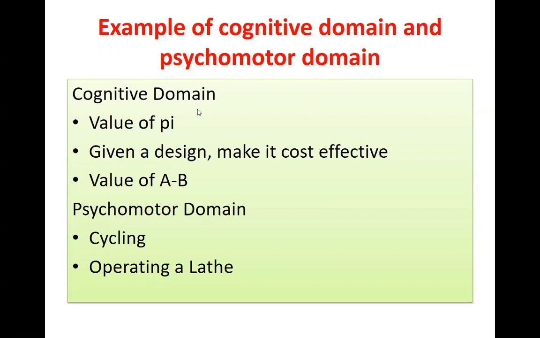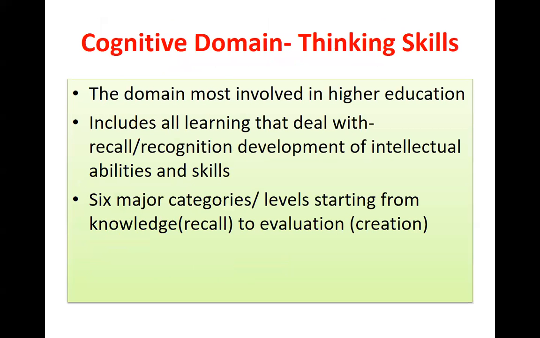So cognitive domain examples will be, say, value of pi, given a design, make it cost effective, where we have to think and do. Value of a minus b, we have to think. Psychomotor domain means cycling, operating a lathe, doing things in the lab. All those things come under psychomotor domain.